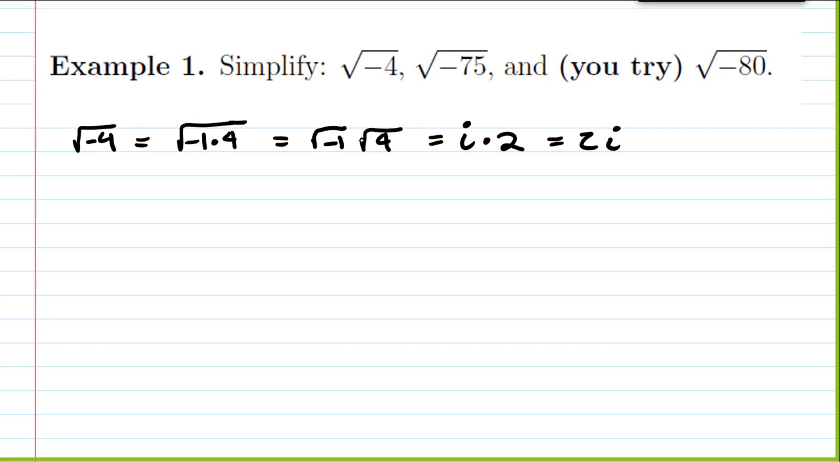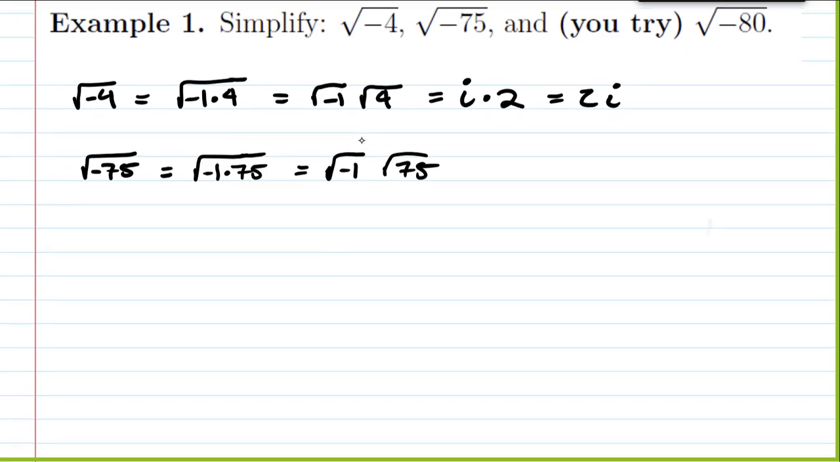Okay. Let's take a look at our next one. The square root of -75. Well, we can start off with the same strategy, the square root of -1 times the square root of 75. So we're going to have the square root of -1, which is i, times the square root of 75. But then we need to simplify our radical. So we need to find the largest perfect square that divides into 75.